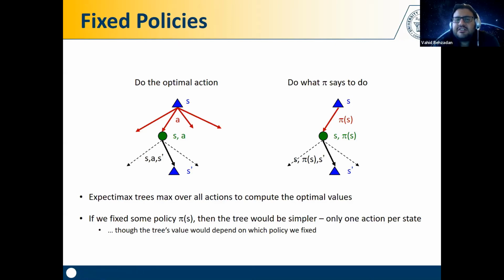If we fix some policy pi of s, then the expected max tree would be simpler. Why? Because instead of all of these different action routes, we'll only have the choice of action prescribed by the policy. However, the value of the tree would depend on which policy we fix. So if we have multiple policies or evolving policies, the value of the tree will depend on our choice of the policy to follow.